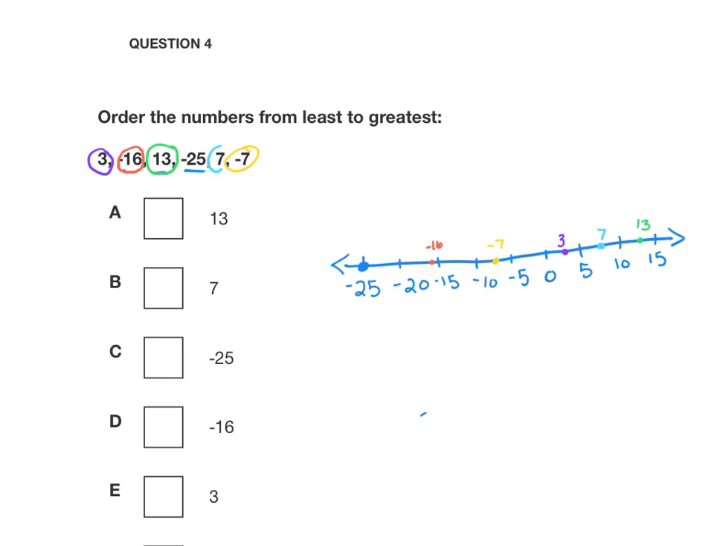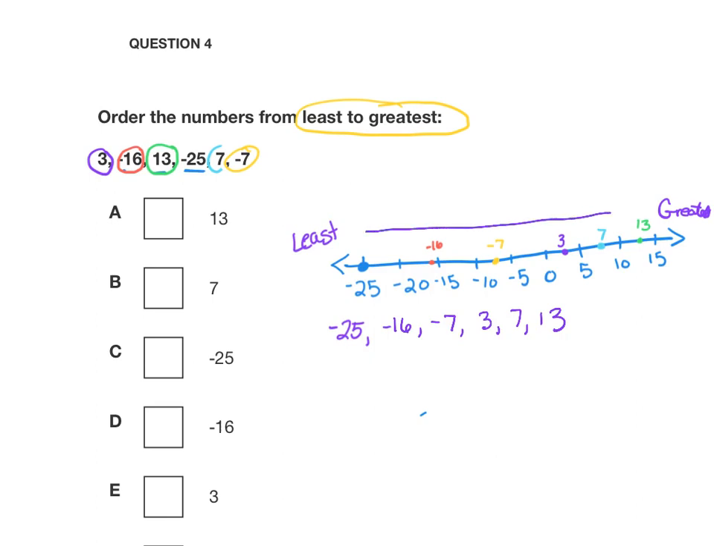Okay, so it says to order from least to greatest. Remember, least is on this side. So the least is over here, and this would be greatest. So we're going to just start. We're going to have negative 25, negative 16, negative 7, 3, 7, 13. And I just took these numbers and I went this way to the right. So I started with the negative 25 and took each one. Okay, so that would be your order.